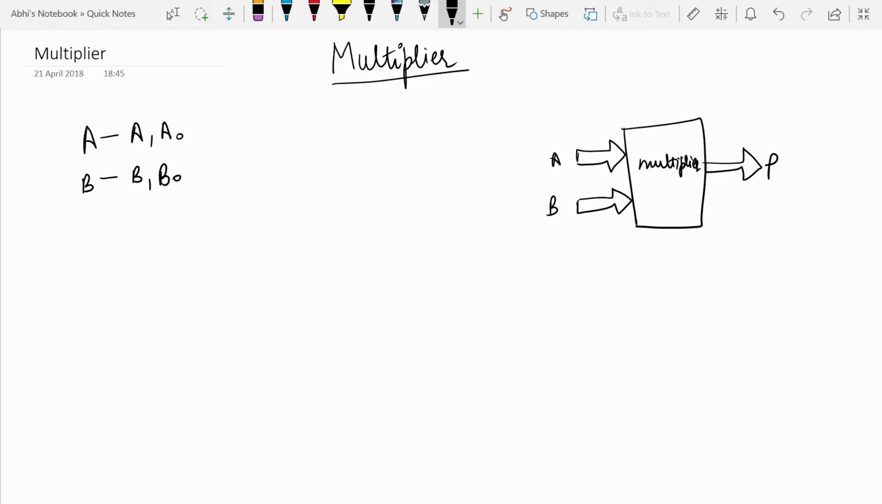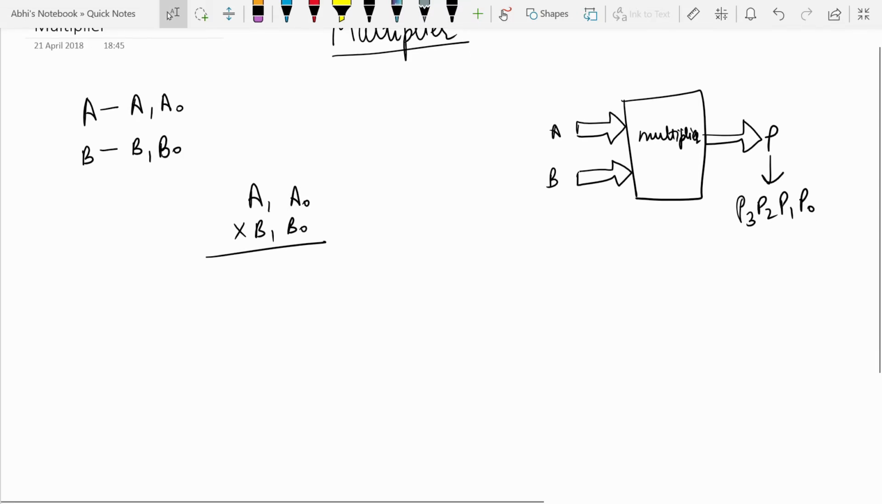And the output P is a 4-bit number because when you multiply two 2-bit numbers, the maximum possible output is a 4-bit number. So let's take P as P3, P2, P1 and P0. Now I will tell you how to obtain the values of P3, P2, P1 and P0. We will first multiply the two numbers A and B, that is A1 A0 multiplied with B1 B0. The multiplication will be the same as the multiplication of decimal numbers, that is we will first multiply B0 with A0 and A1 and then we will multiply B1 with A0 and A1.